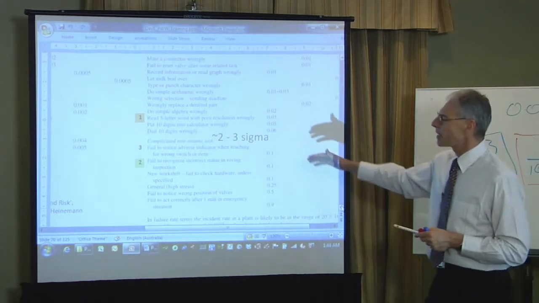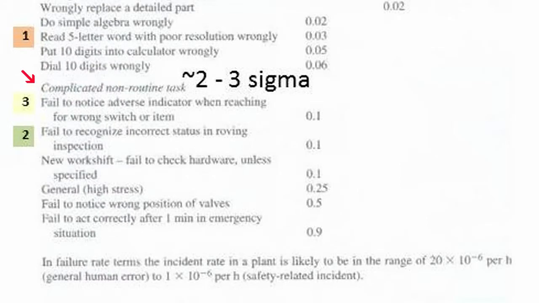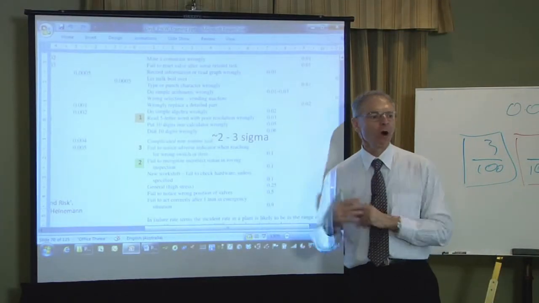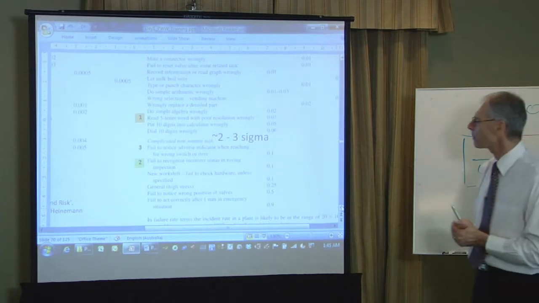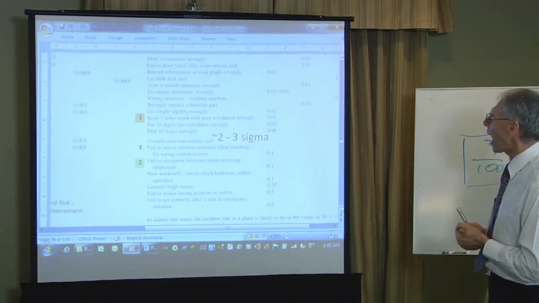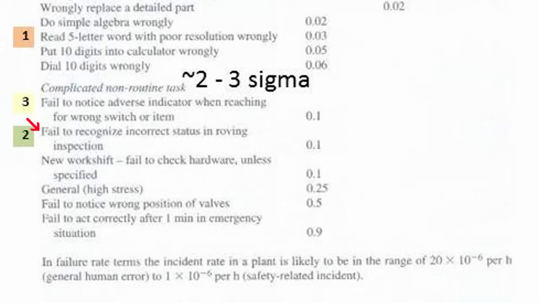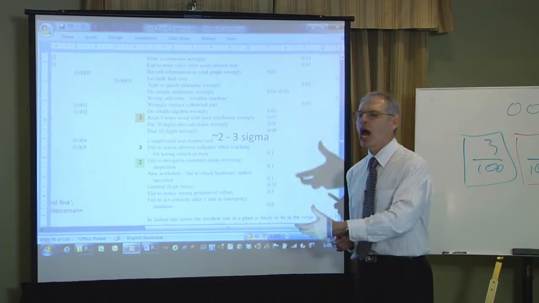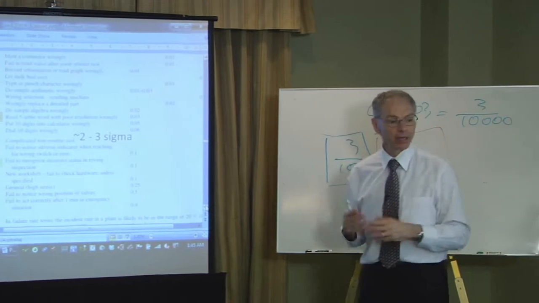Now we get into the situation of maintainers. Now we're into the complicated non-routine task area. And here the failure rates are typically 1 in 10. So when things get complicated and non-routine, as maintaining machinery is, our machines are very involved engineering devices, and we don't do this sort of work all the time, day in, day out. Now we're down to a situation where we have a real serious risk. Fail to recognise incorrect status in a roving inspection, 1 times in 10. So if I have a work order and it is to go and inspect the plant for problems, I'm going to walk past one problem in 10 because my brain doesn't pick it up.